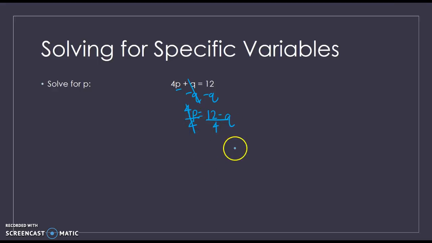Now technically I could leave my answer as p equals 12 minus q over 4. Or when I go to divide by 4, dividing everything, splitting this up, I would get p equals 3 minus 1/4 q. Either answer works. In the future, we're going to have to start splitting it up, so it wouldn't be a bad thing to do now. But these are the exact same equations.